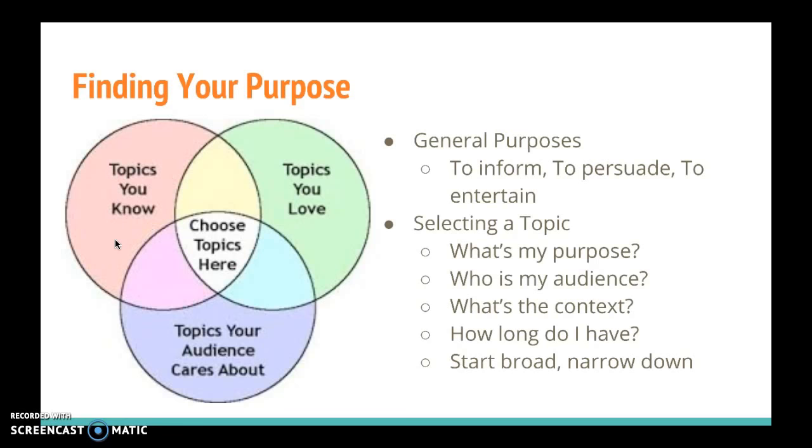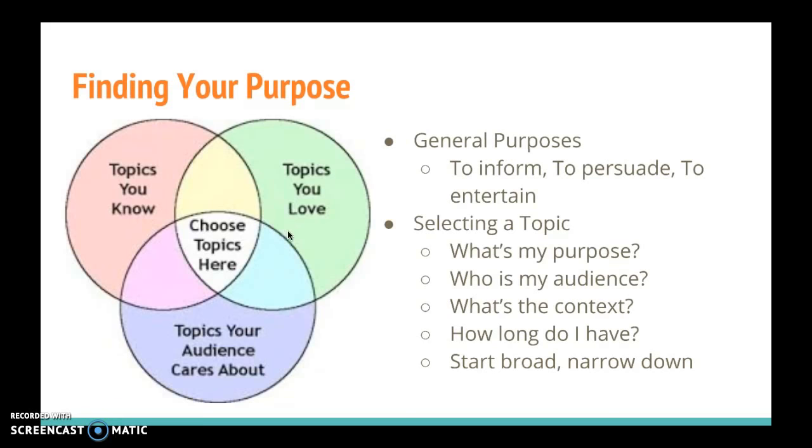And this is because it gives you that foundational knowledge so that you have somewhere to start, right? You have some ground on which you can start building your speech. If you don't know anything about your speech, it's going to make the speech process a lot more difficult because you have no basis of knowledge going into the speech. So start with topics that you know at least a little bit about.